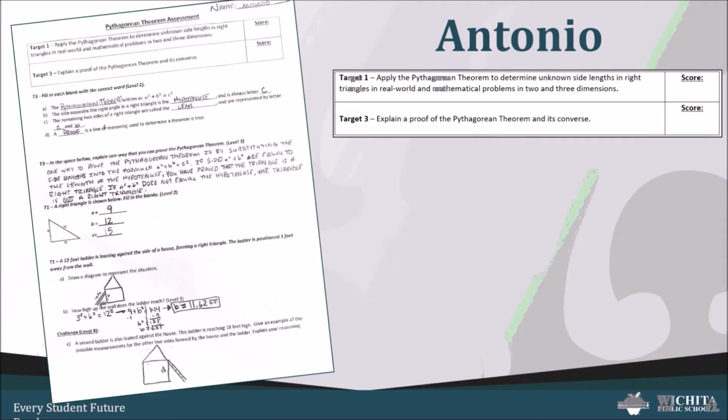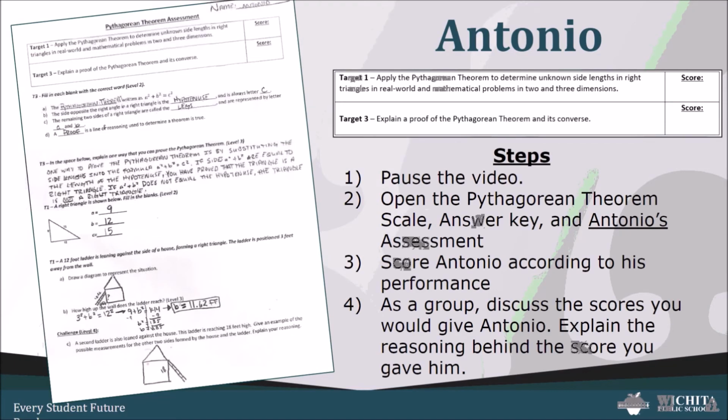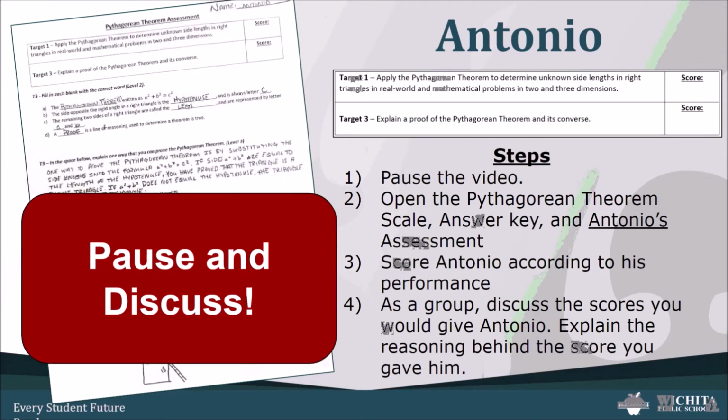So let's begin by looking at Antonio's assessment. So here are the steps we're going to go through as we score Antonio's work. In a few seconds, you'll pause the video, open up the Pythagorean theorem scale, answer key, and Antonio's assessment if you haven't already. Next, you're going to score Antonio according to his performance, and at first we want to do this completely independently. After that time is done and everybody in your group has had a chance to score Antonio, then you'll come back as a group and discuss the scores you would give him. Importantly, I would like for you to explain with your group the reasoning behind your scores. So have that discussion as a group as to why you would give Antonio the score you gave him. At this time, please pause the video and work through these steps.